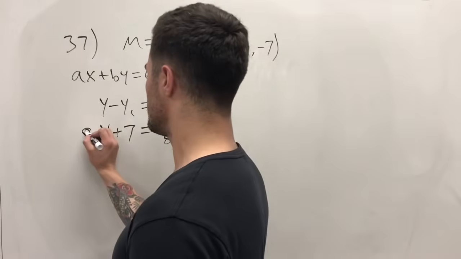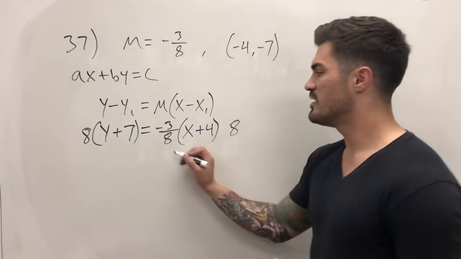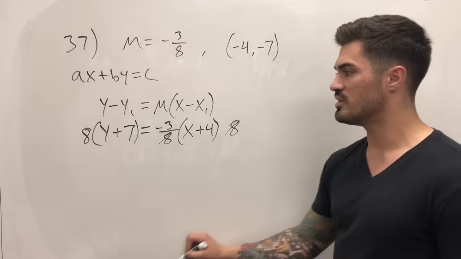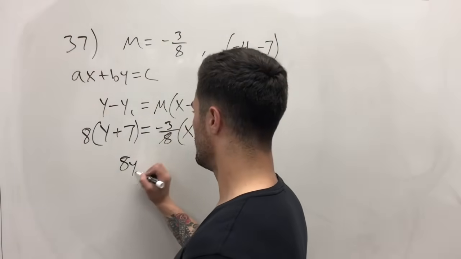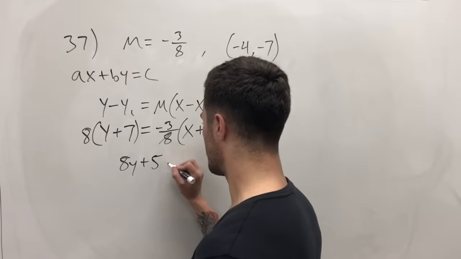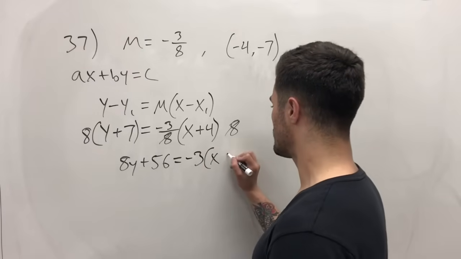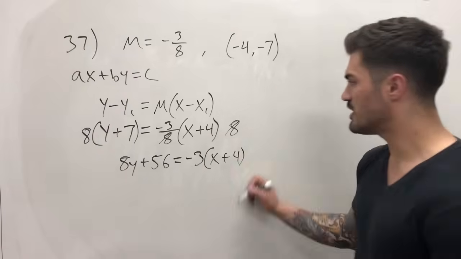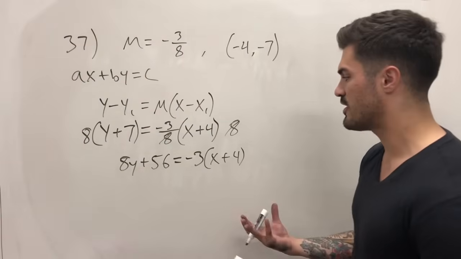So if I multiply 8 to both sides, then that cancels this 8 just like I wanted it to, and I have to distribute this 8 in. So I have 8y plus 7 times 8, that's 56. And that equals negative 3 times x plus 4, all right? So again, you could have done it a different way. You should get to the correct answer either way as long as your algebra is correct.